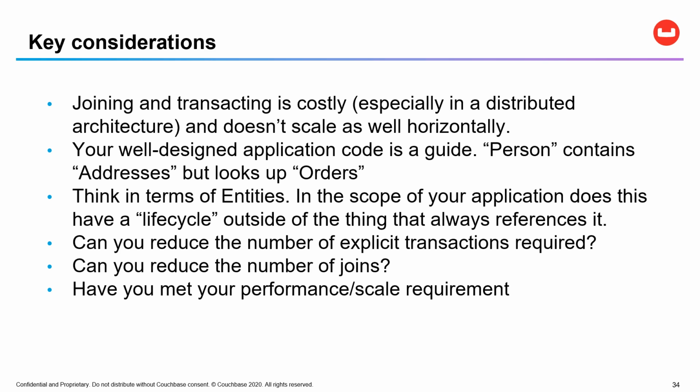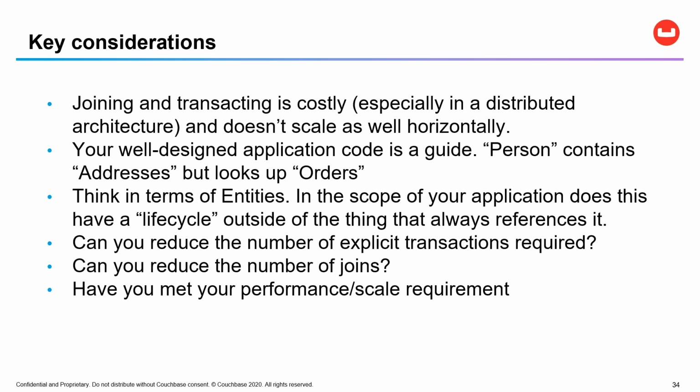Next, your well-designed application code is your guide. If in your application person contains addresses, but it looks up orders, that's a good hint that the addresses should probably be stored in the person document type. But you might consider another document type called orders. So by examining your application code, you can start to make these inferences that will inform your optimization strategy.